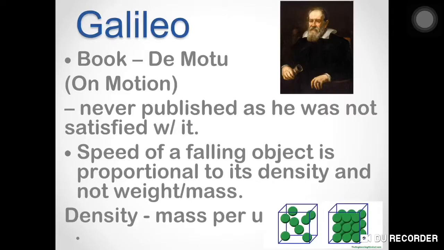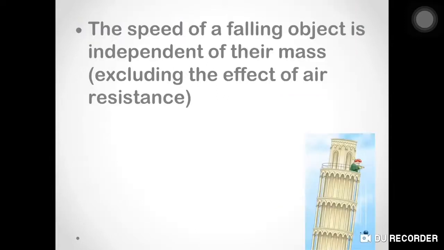But I will not explain it further because I know you know density already. So according to Mr. Galileo Galilei, the speed of a falling object is independent of its mass, of course excluding the effect of air resistance.